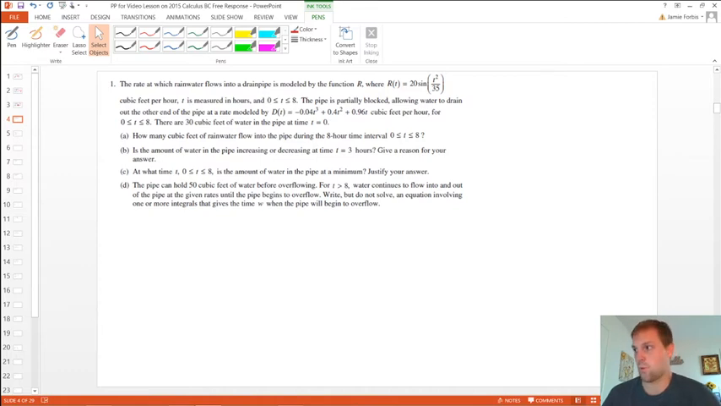And then lastly, part D for number 1. D says, and I'm really surprised this is a D question because this is actually really easy, and D questions are usually hard. It says the pipe can hold 50 cubic feet of water before overflowing. Okay. For time greater than 8, water continues to flow into and out of the pipe at the given rates until the pipe begins to overflow. Write, but do not solve, an equation involving one or more intervals that gives the time W when the pipe will begin to overflow.